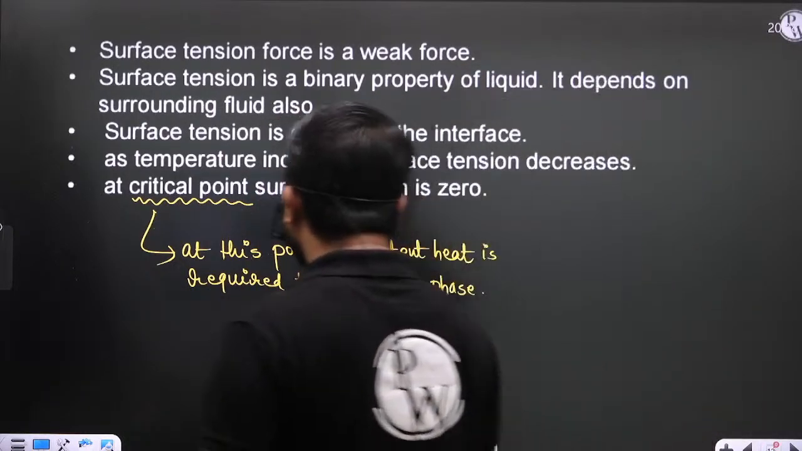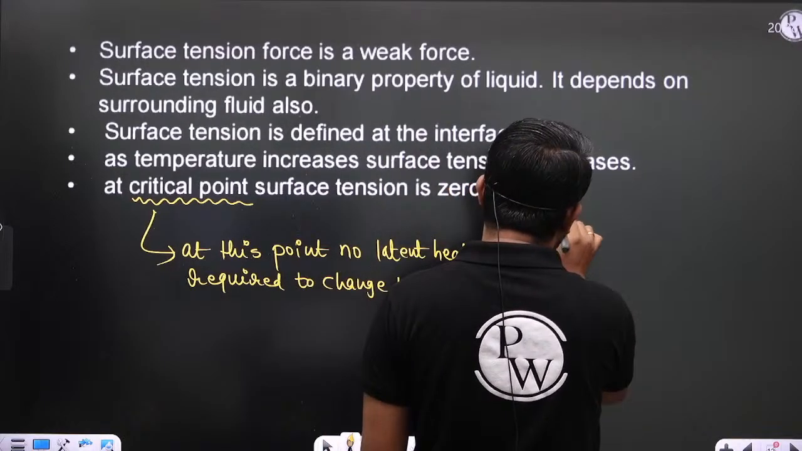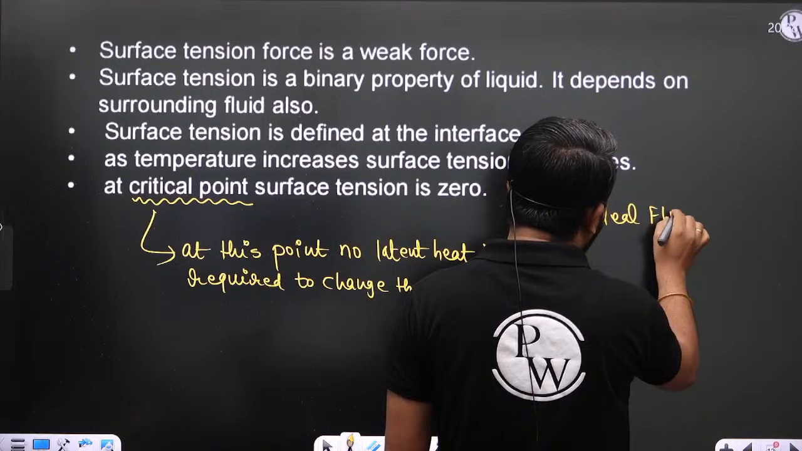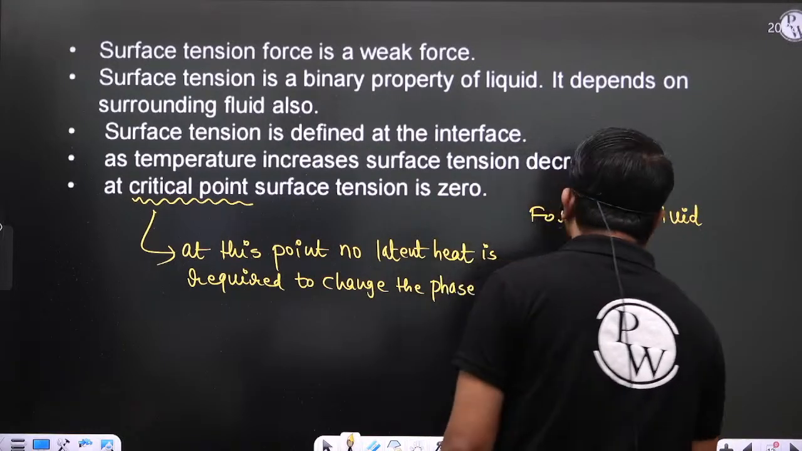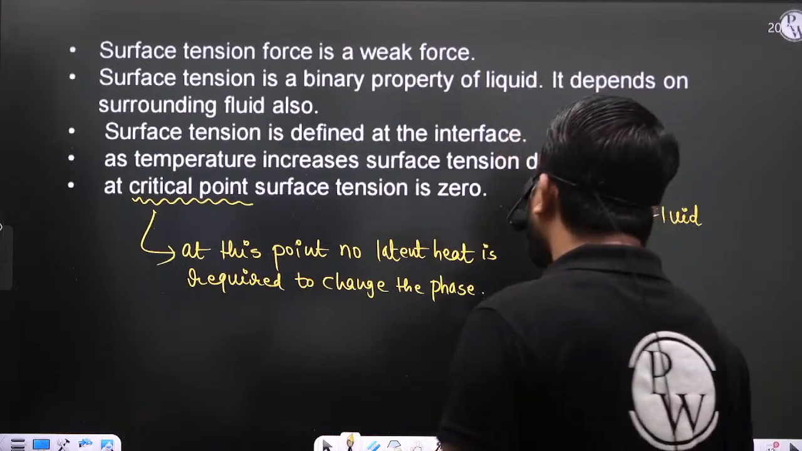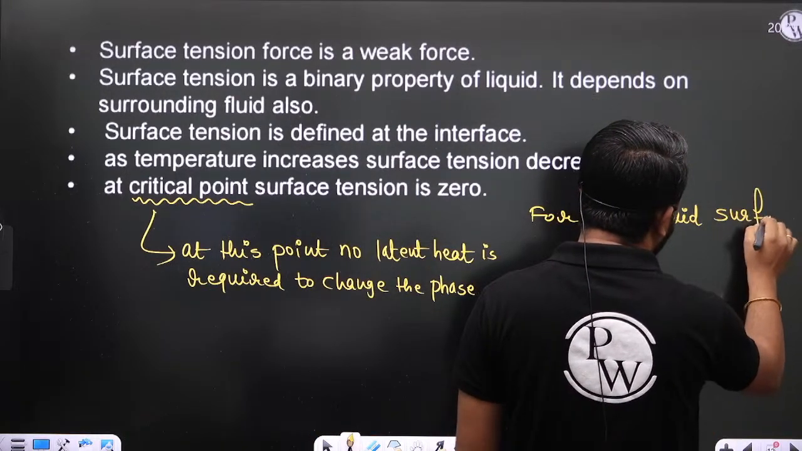And we also discussed the case of the ideal fluid. For an ideal fluid, what is the surface tension? The surface tension value is 0. For the ideal fluid, surface tension is 0. Why is it 0?